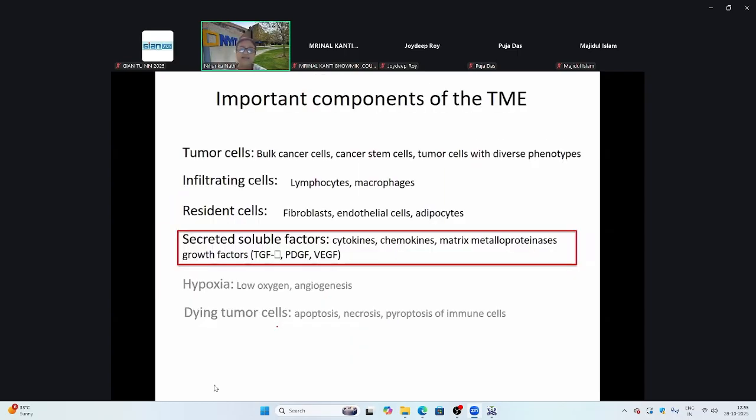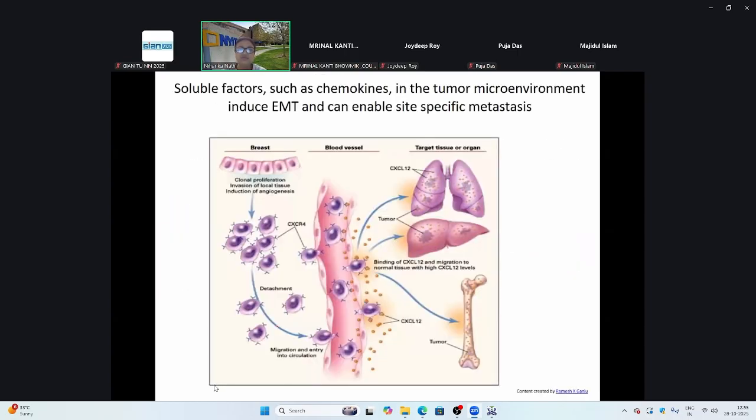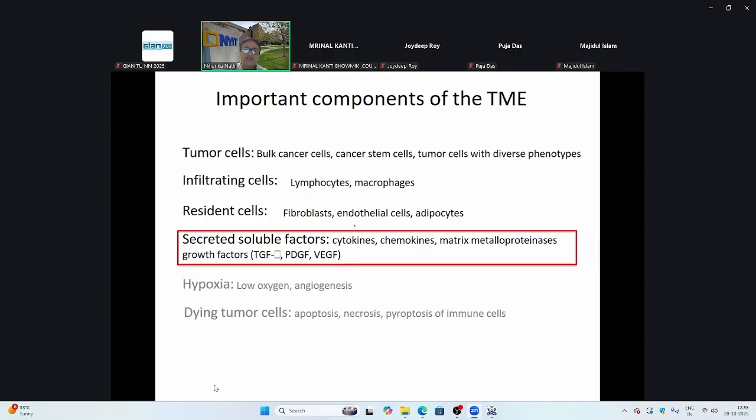Lastly, let's look at these soluble factors. Just to overview, these are soluble factors: cytokines and chemokines, these are the names. We said VEGF. We said matrix metalloproteinases, MMPs, which go chew up the ECM. So these are all required.